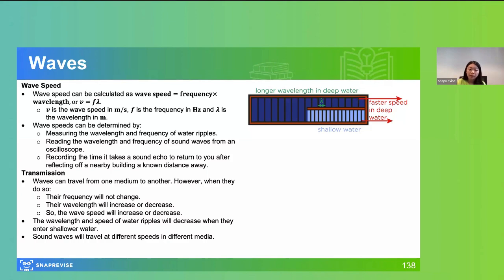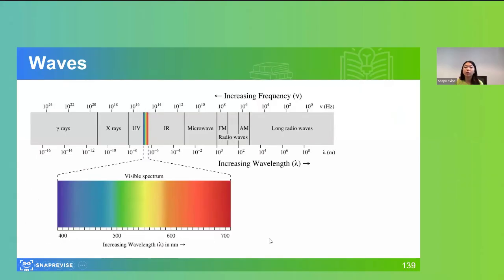For example, the wavelength and speed are going to decrease when waves go from deep water to shallower water. Deep water going to shallower water is a different medium. Different medium, decrease in wavelength, therefore decrease in speed. Also something to point out, this is triple science. Sound waves will travel at different speeds in different mediums. This is also only in triple. This is something to know.